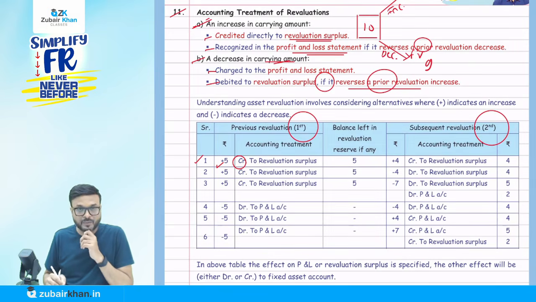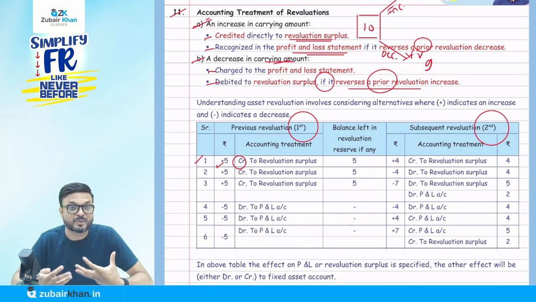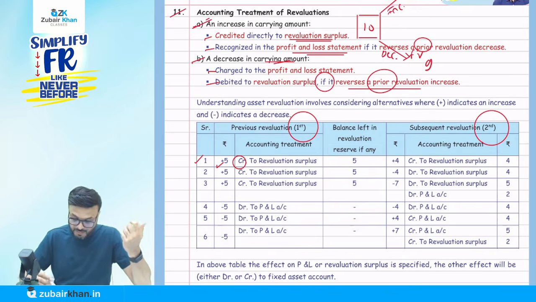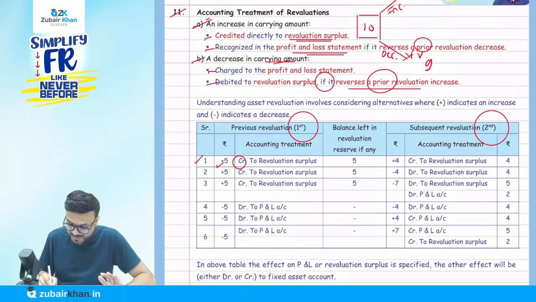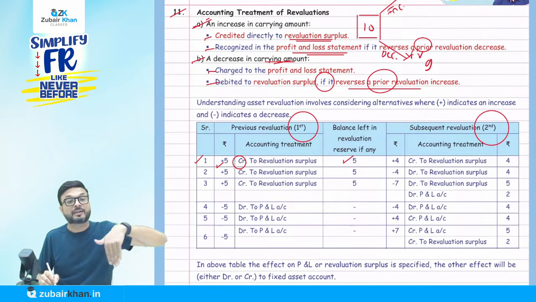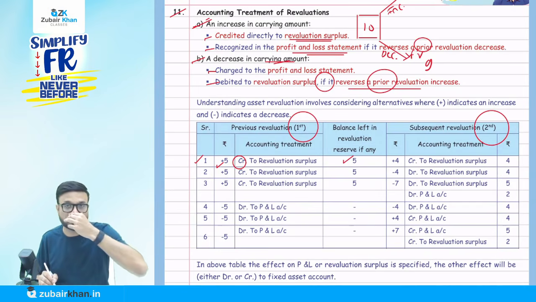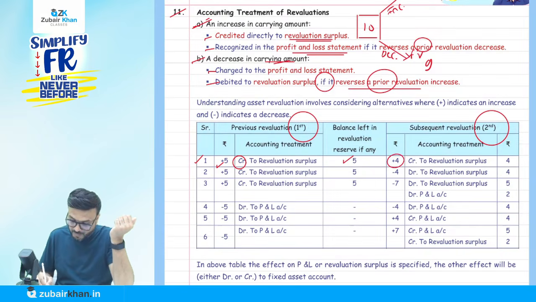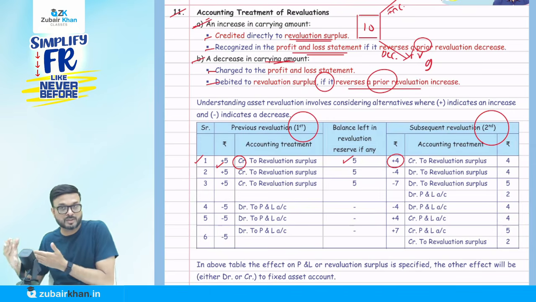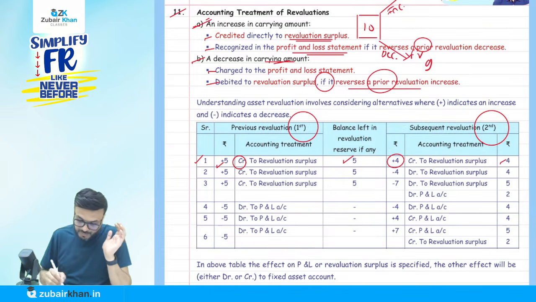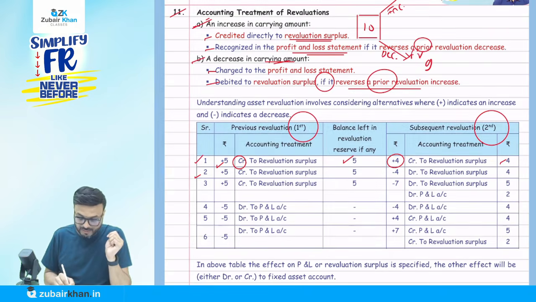As we don't have enough time, since we are covering the revision, orally I am saying that the PP account will be debited and the revaluation surplus account will be credited. How much balance do I have in revaluation surplus? 5. Now in the subsequent revaluation, the value again increases by 4. Again an increase in asset, so the PP account will be debited and the revaluation surplus account will be credited. Simple.